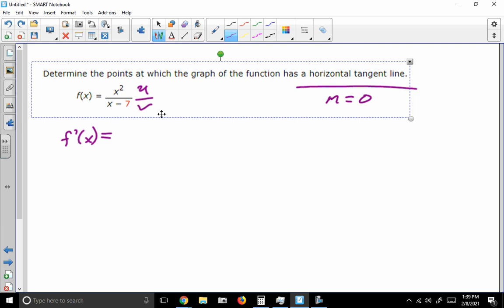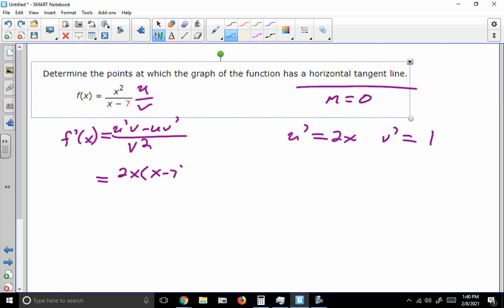We have a quotient, so we need the derivative of the top, and we need the derivative of the bottom. So the derivative of the top, bring the 2 down, x with 1 less power. On bottom, the derivative of x is 1. The derivative of 7 by itself is 0. So our derivative, u prime v minus u v prime over the denominator squared. So u prime is 2x times v minus u times v prime over our denominator squared.